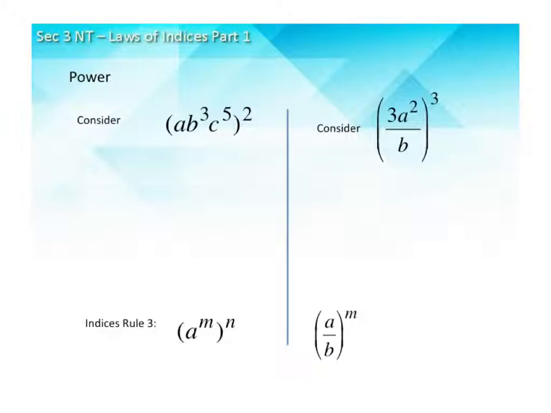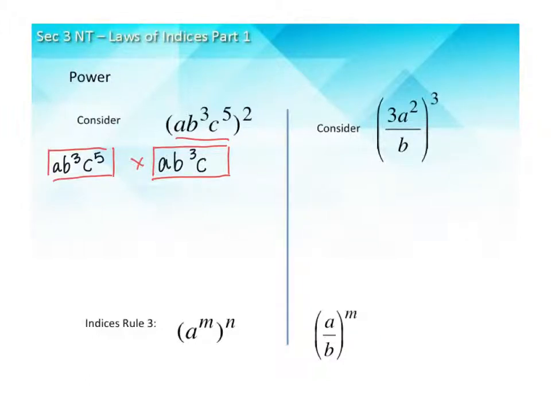Next, power involving indices. Consider the following. If I have something over here, the whole thing squared, what does that actually mean? Something squared means I take whatever is inside my bracket and multiply it by the same thing itself 2 times. Now let's take a look at what is inside our brackets. We have a, b cubed, c to the power of 5. That means I will multiply it by itself: a, b cubed, c to the power of 5.